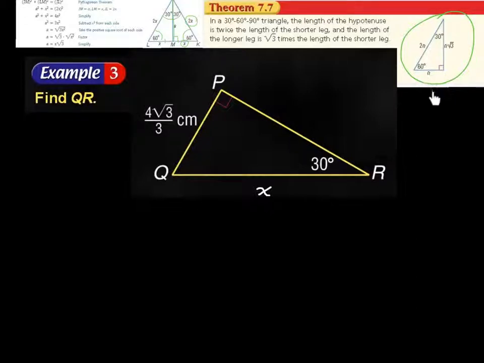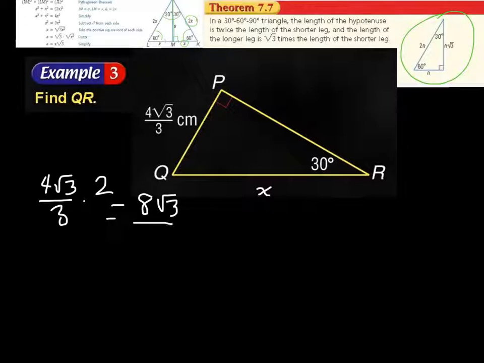And so if I'm looking for the hypotenuse, I know the shortest leg, all I have to do is take my shortest leg and multiply it by 2. So even though they gave me an ugly looking number for my shortest leg, multiplying by 2 is not bad. So I get 8 square root of 3 over 3.